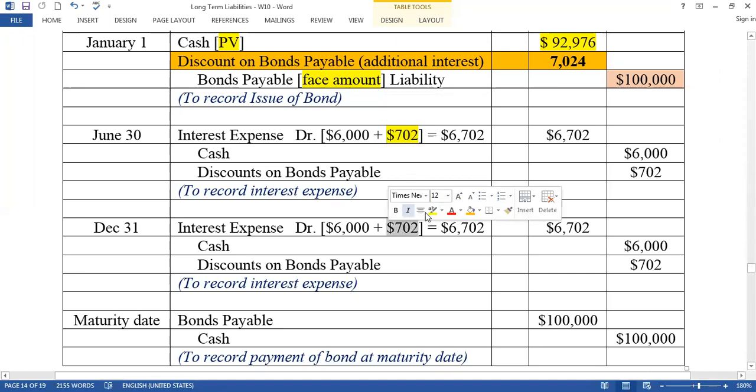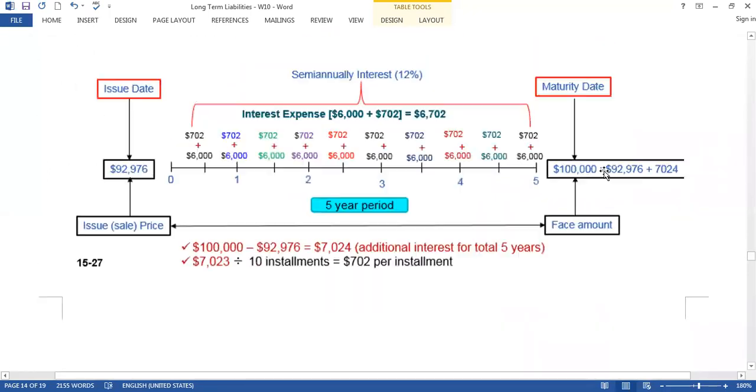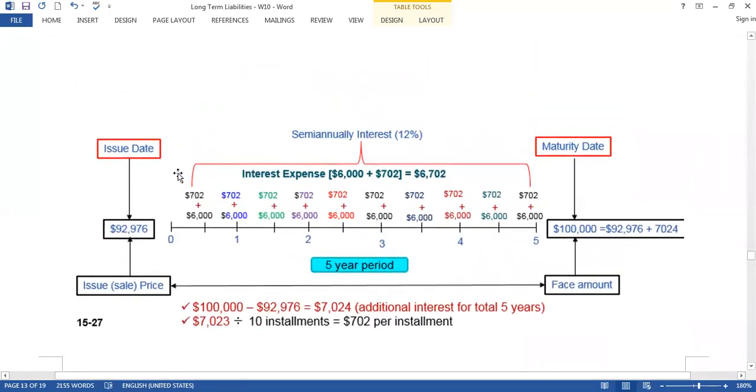This is year one, because year one and year two, year 3, 4, 5 are all the same. This is our discount for 5 years. Now we transfer this money: year one, June 30, December 31st; again year two, June 30, December 31st; year 3, June 30, December 31st. So we are transferring this money from here to here, so this is increasing and this is decreasing.